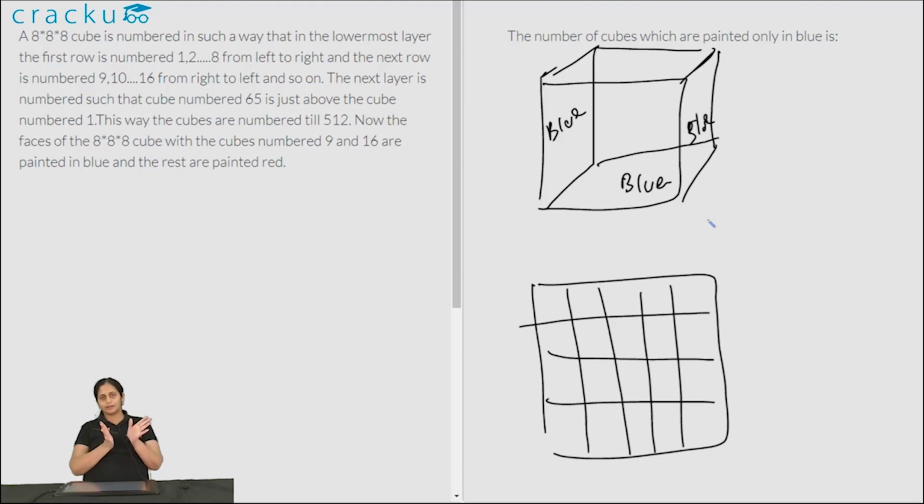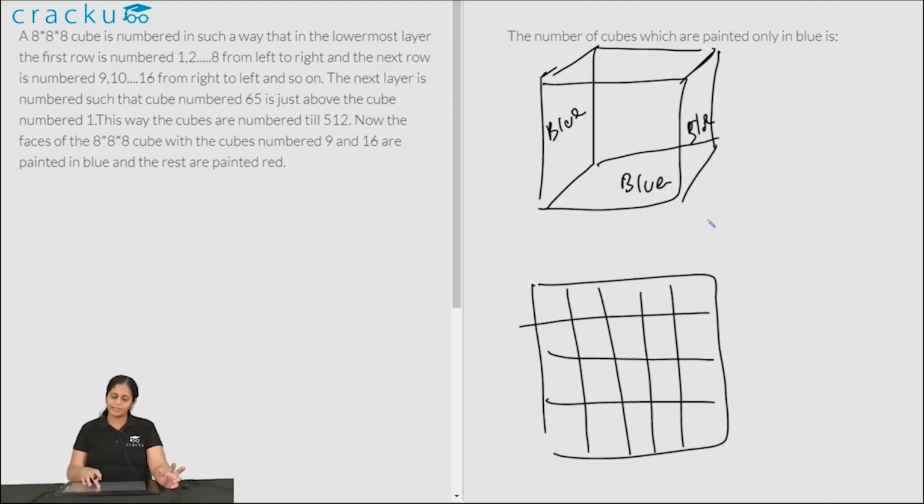So the cubes that are on the edges will be painted on 2 faces. And the third type is those that are in the corners. The cubes that are in the corners will be painted on 3 faces. Now we have to consider how many are painted only in blue.